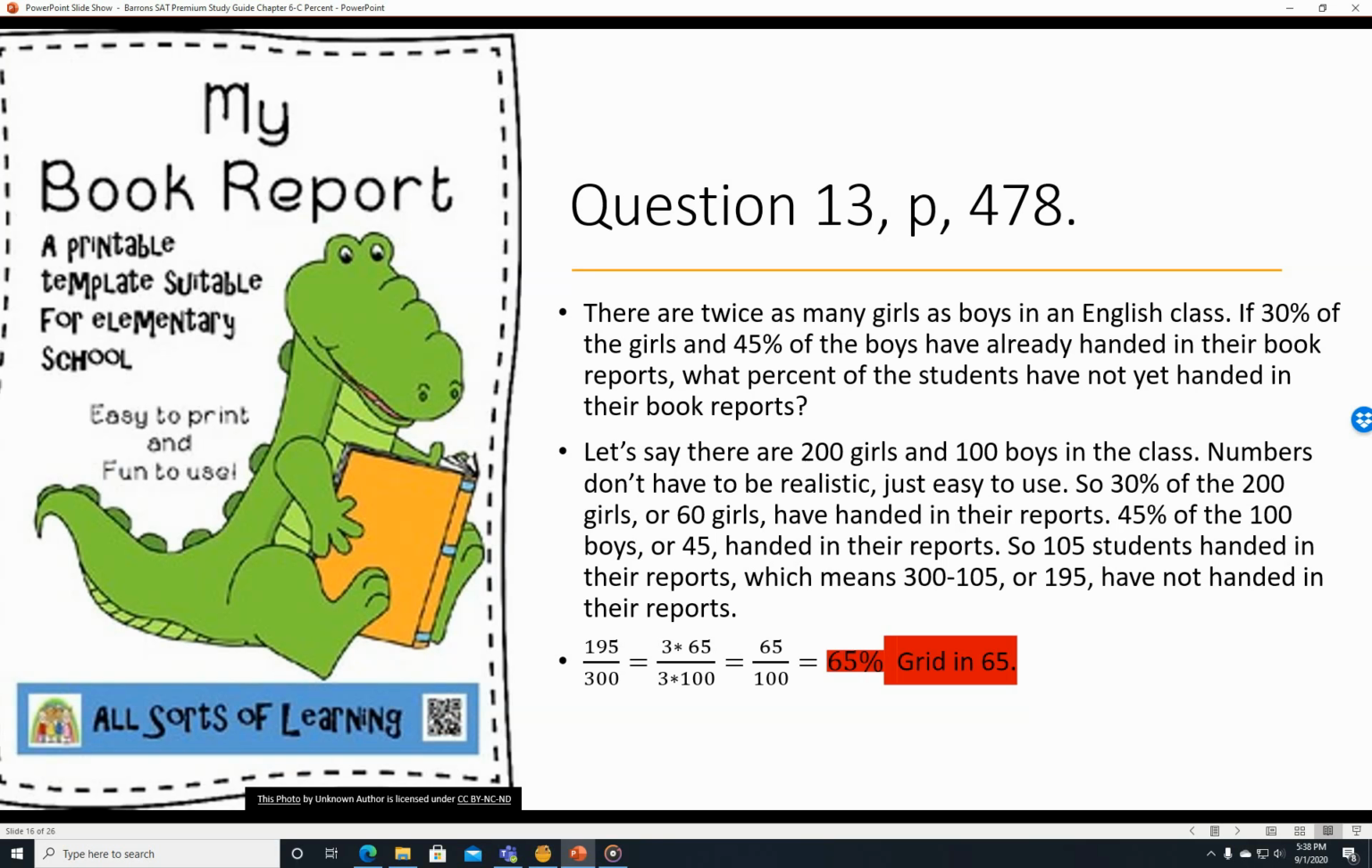The numbers don't have to be realistic. I mean, in a class where you're writing book reports, I assume it's something like this where you're in elementary school, maybe in junior high, middle school, whatever you call it in your school district, but we don't care.